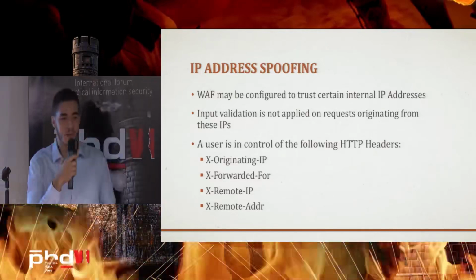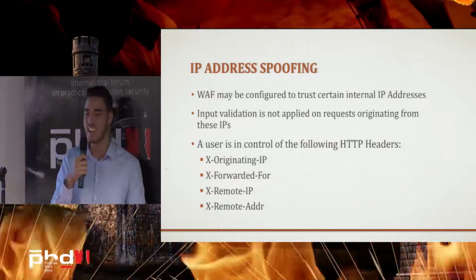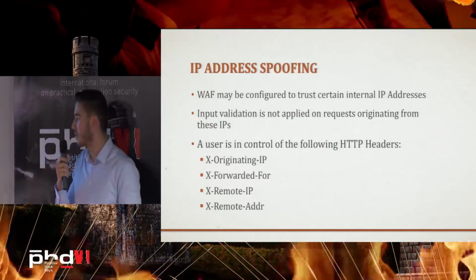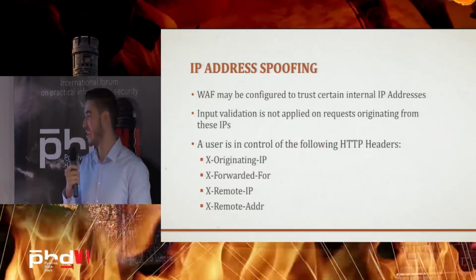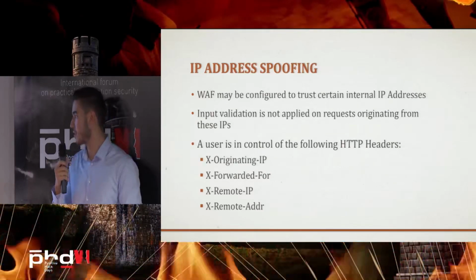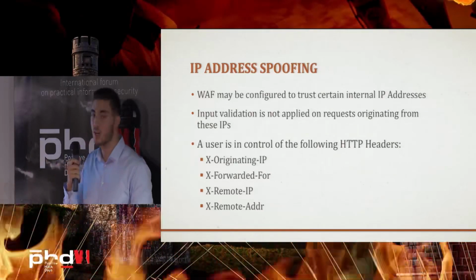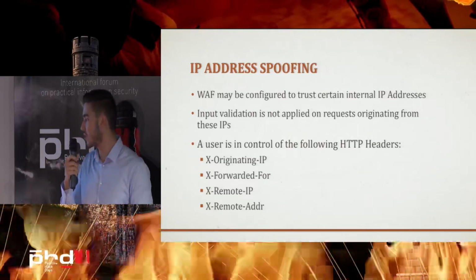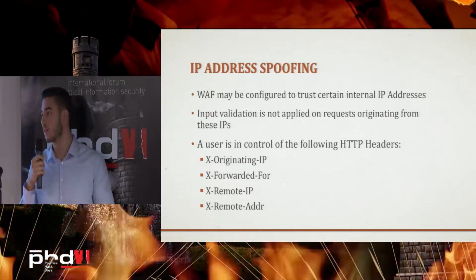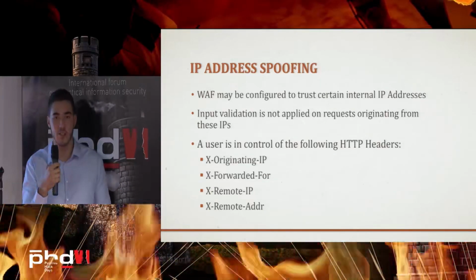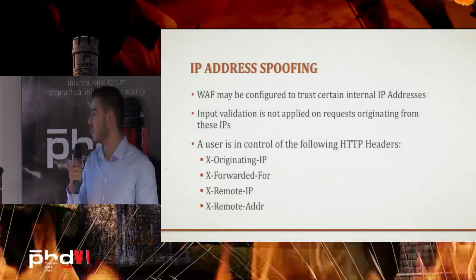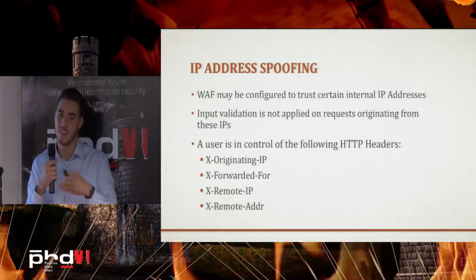So if the web programmer or developer made a mistake and tried to retrieve the IP address from one of these headers, then the WAF will also be bypassed. Why? Because these 4 headers, the X-Originating-IP, X-Forwarded-For, X-Remote-IP, and X-Remote-Addr, are all in control of the user. So I can just add them to my request, add an internal IP address like localhost or 127.0.0.1, and hope that the WAF trusts my request and directly forwards it.